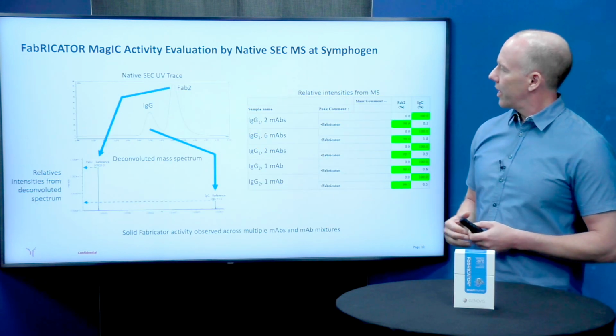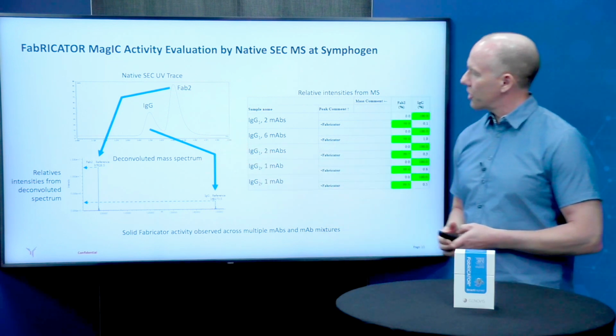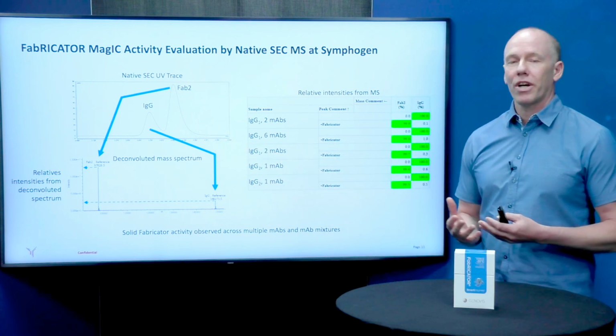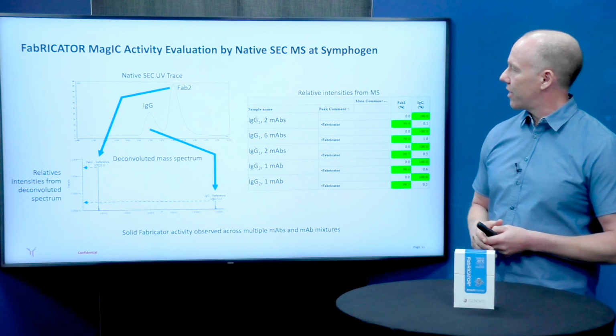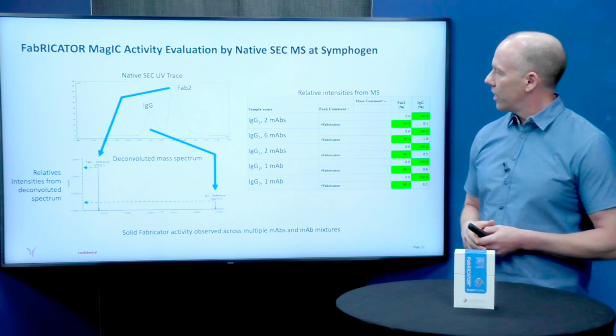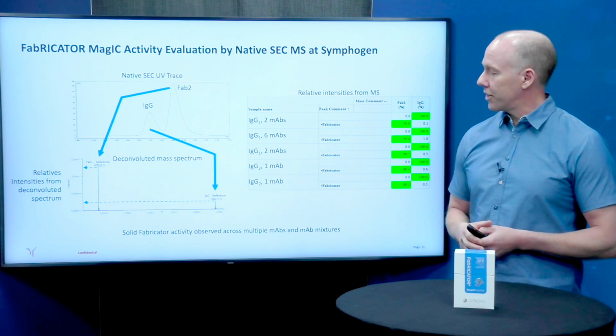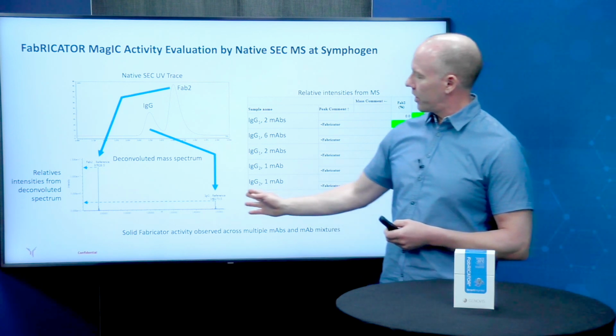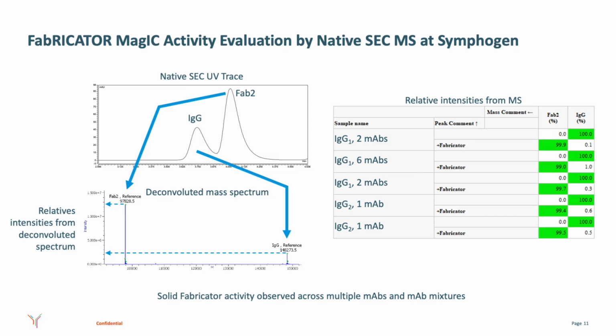Okay, so here you can see we've taken a partially digested sample just to illustrate how well the IgG and the Fab2 are resolved. And from these peaks, we can get the mass spectra, and then we can do a relative quantitation based on the MS intensity. And that is what I've shown here.